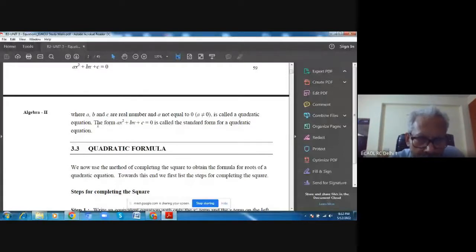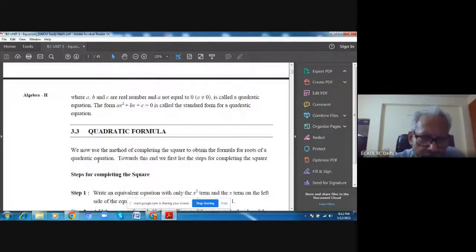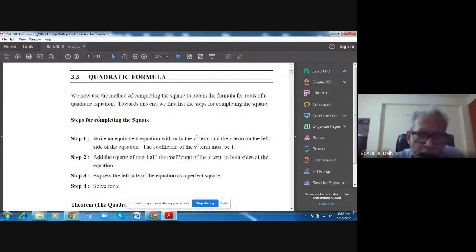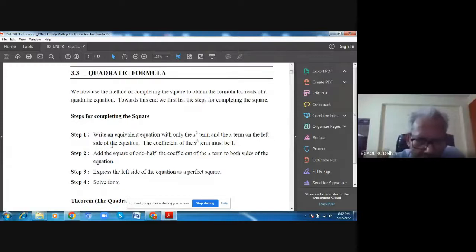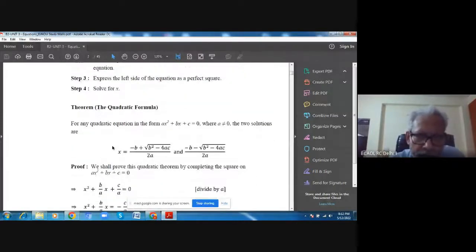You just underline or note down ax square plus bx plus c is equal to 0 is called the standard form. When you are going through this study material, you have to highlight this portion in your soft copy. Then straightaway some steps are there, how to complete the square. That steps I can explain during this.